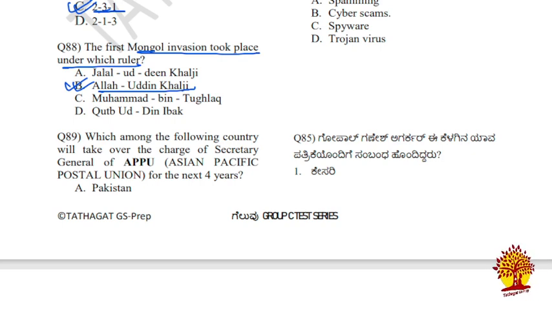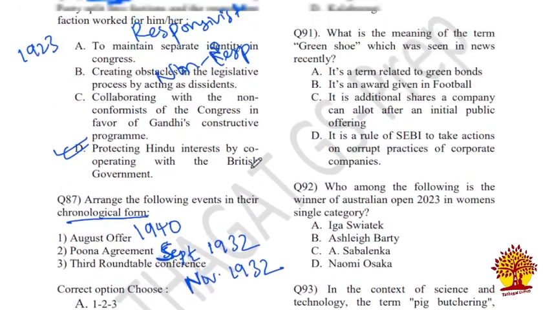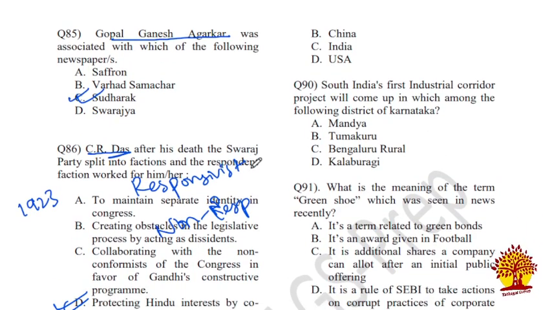Next one, 89th question, a current affairs question from the last 6 months. Which among the following countries will take over the charge of the General Secretary of APPU, meaning the Asian Pacific Postal Union, for the next 4 years? Here the correct answer is option C. Option C, India, is the correct answer.